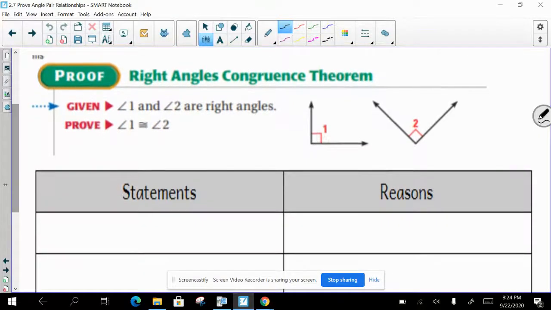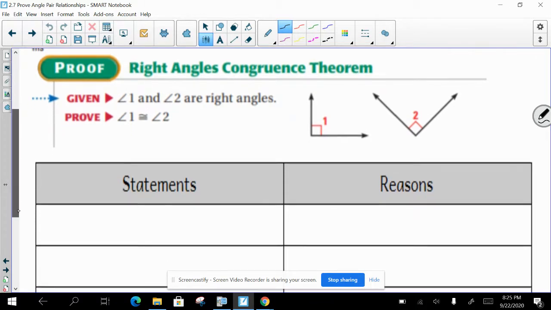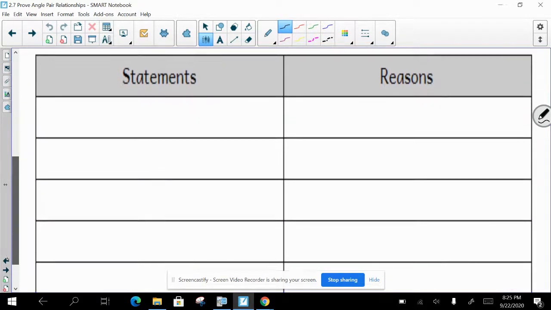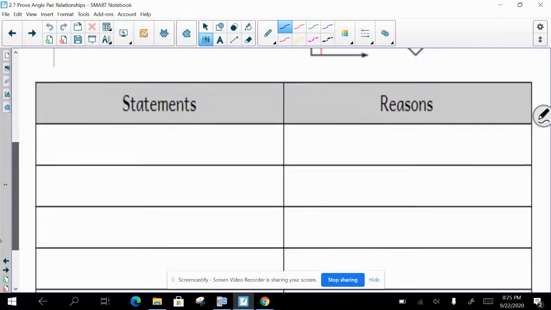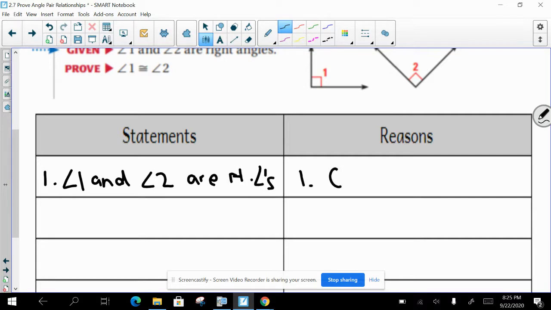So here's a proof. Angle 1 and angle 2 are right angles. So that's what we're given. And we want to try to prove that they are congruent to each other. So this is pretty simple. There are 5 steps to this proof if you want to start listing your steps. Step 1 is to state the given information that angle 1 and angle 2 are right angles. And the reason is given to us.